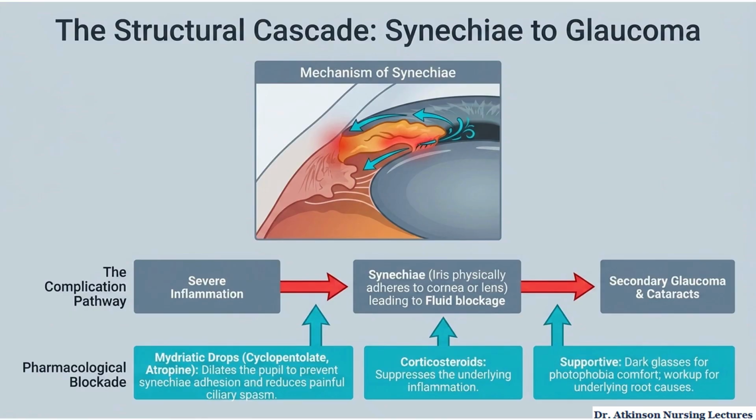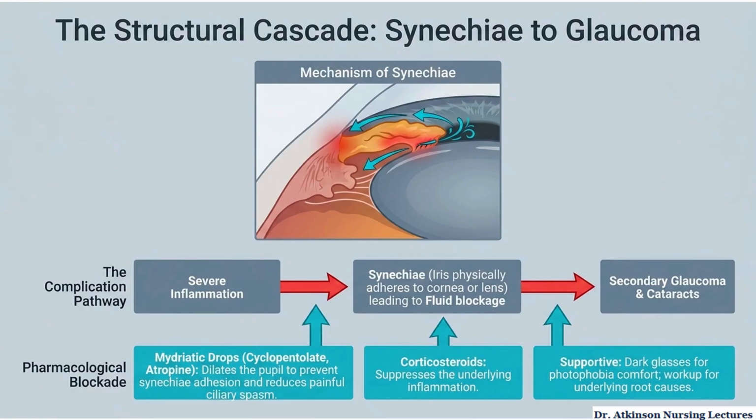Untreated or inadequately treated uveitis triggers a structural cascade that can permanently destroy vision. Severe inflammation causes synechia. The iris physically adheres to the cornea anteriorly or to the lens posteriorly. These adhesions are a mechanical problem. Posterior synechia between the iris and lens can block the flow of aqueous humor through the pupil, causing pressure to build. That leads to secondary glaucoma. The inflammation itself also accelerates cataract formation in the lens. So from one inflammatory episode, you can develop glaucoma and cataracts simultaneously.